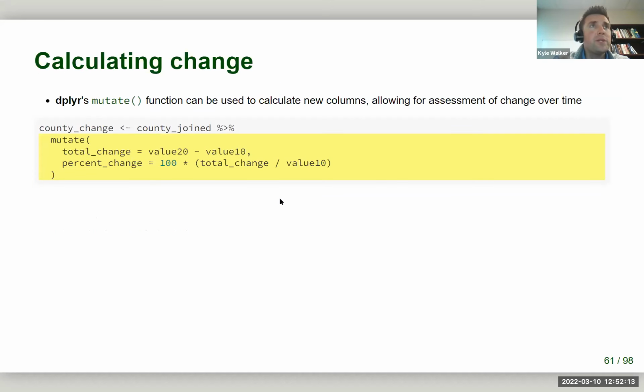In the next step, and I'll do this all together in a little bit, we already learned how to calculate new columns. And I can use the mutate function to do that and assess change over time. So I'm going to create two columns here. One will be the total change, which is my value in 2020 minus my value in 2010. And then the other is going to be percent change, where I take the total change that I just created, divided by the value in 2010, and multiply that by 100, and that gives me percent growth or percent decline.